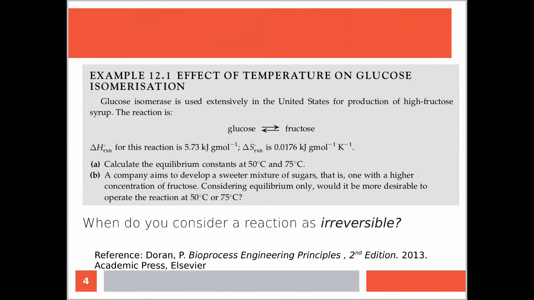We are asked two things here. First, we need to calculate the equilibrium constant at 50 degrees and at 75 degrees Celsius. Knowing that, if you have a company that aims to develop a sweeter mixture of sugars, that means the mixture should have a higher concentration of fructose, because it is a sweeter sugar between fructose and glucose. Considering only the equilibrium, would it be more desirable to operate the reaction at 50 degrees Celsius or at 75 degrees Celsius?